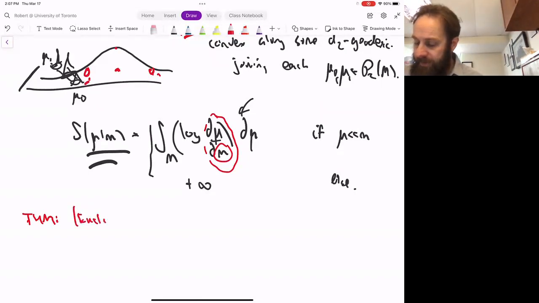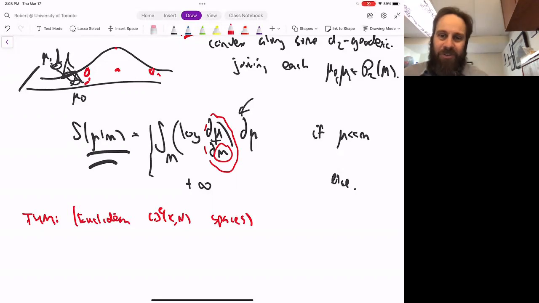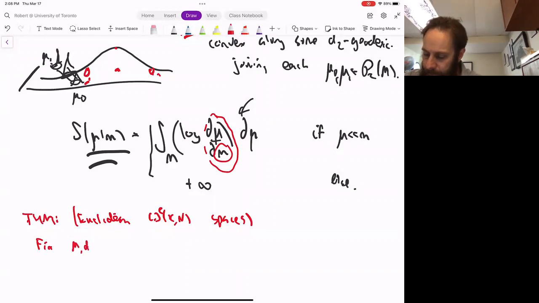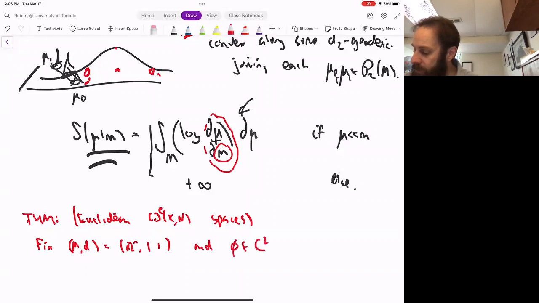Let me call it Euclidean CD KN spaces. And of course, there's an analogous theorem for Riemannian manifolds, but the Euclidean version is easier. And so those of you who know Riemannian geometry well can try to translate this into the Riemannian world. I'm going to restrict my attention to smooth enough potentials phi.